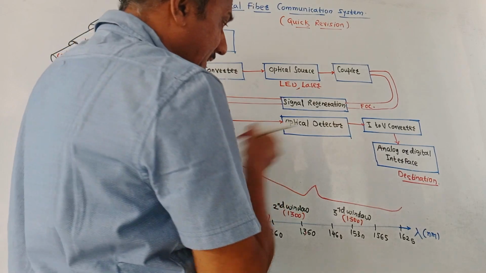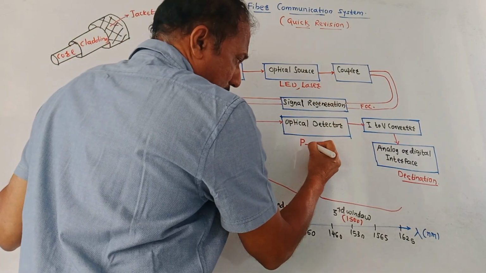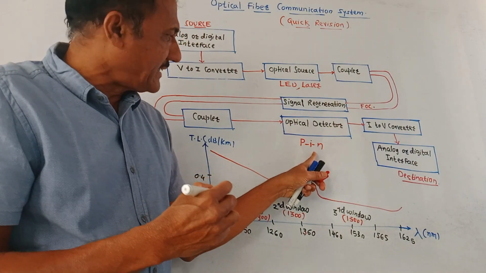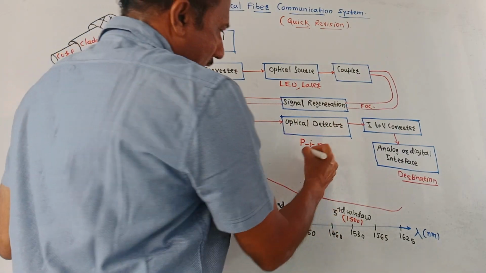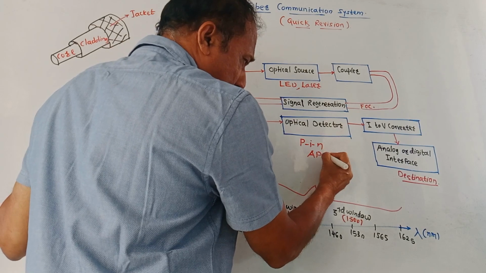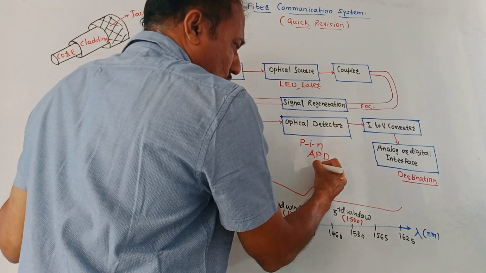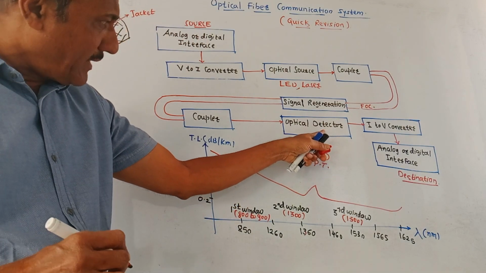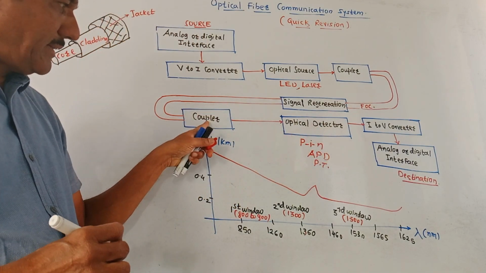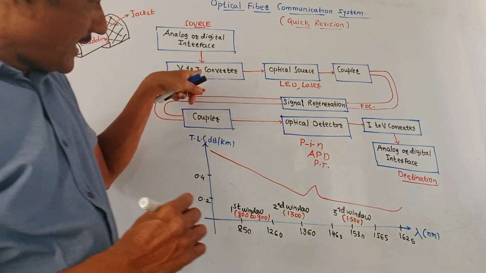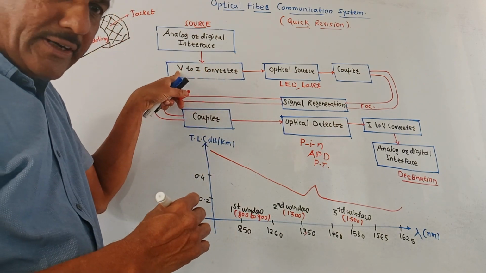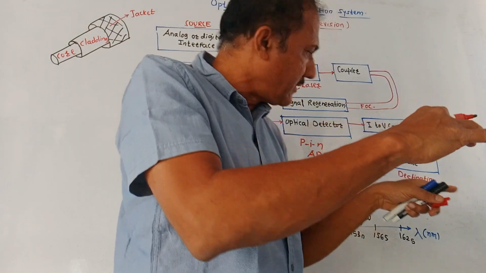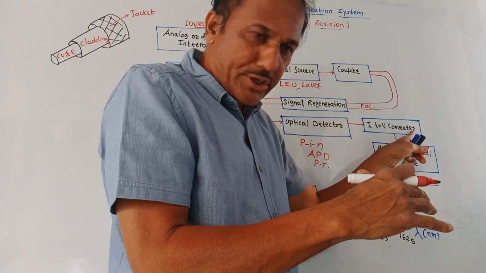A variety of optical detectors are available. A PIN photodiode may be used, that is a p-type, intrinsic, n-type device, or an avalanche photodetector may be used, or phototransistors can be used. To couple this optical detector to the fiber optic cable, this coupler is used. Then at the transmitter side, we have converted voltage to current. So at the receiver, again we have to convert this current into voltage form.